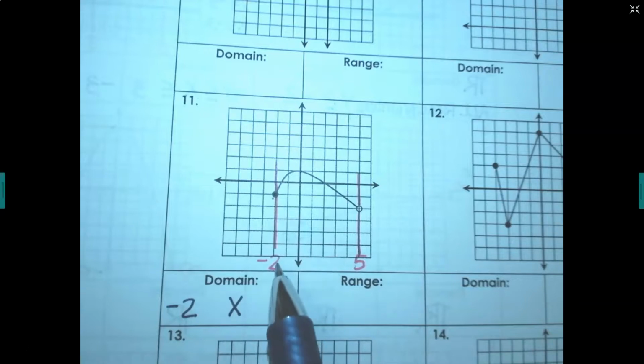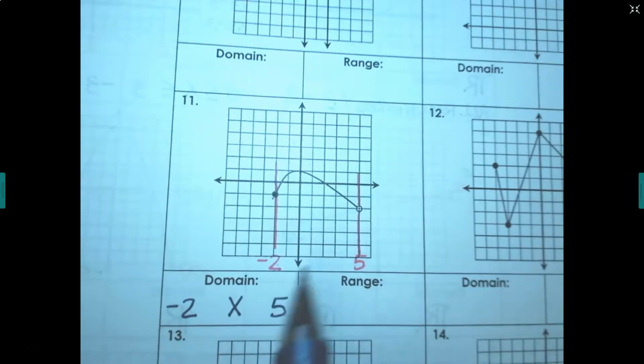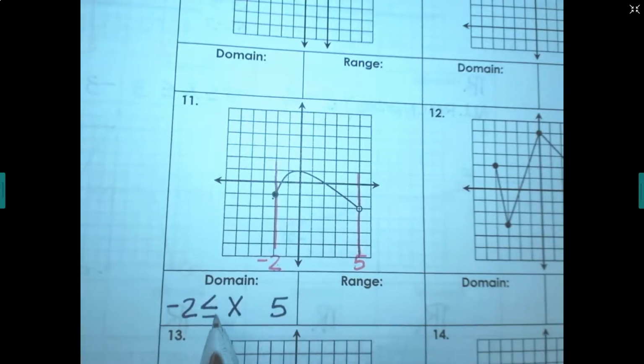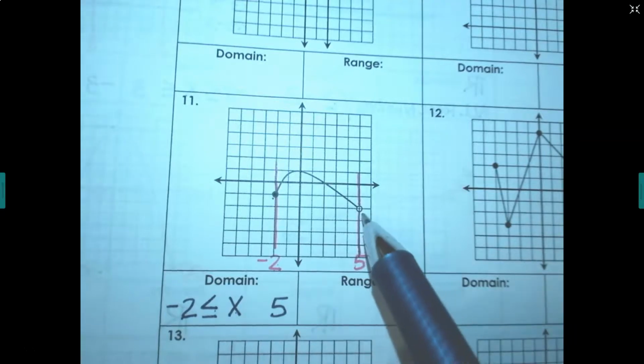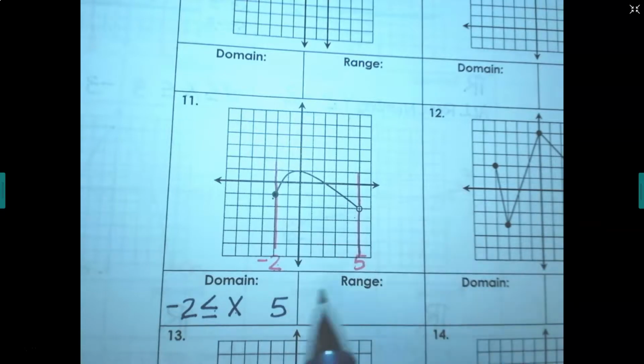Compared to -2, the x values are to the right of it, making the x values greater than -2, and it's a closed circle, so it's going to be greater than or equal to. So reading it this way, x's are greater than or equal to -2. But on the right, it's an open circle. The graph is less than 5, but it's not going to be equal to it. So we're just going to say less than on that side. Okay, so that's our domain.